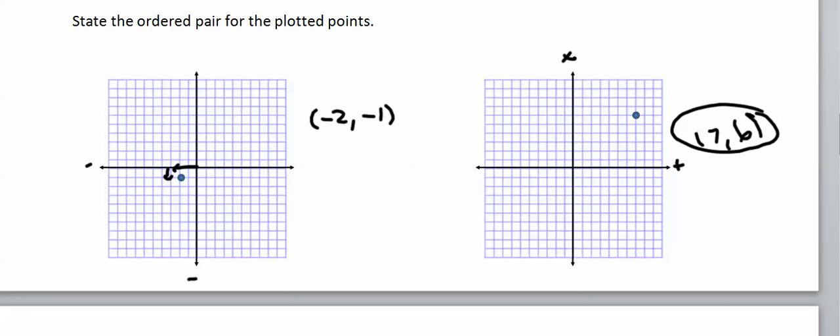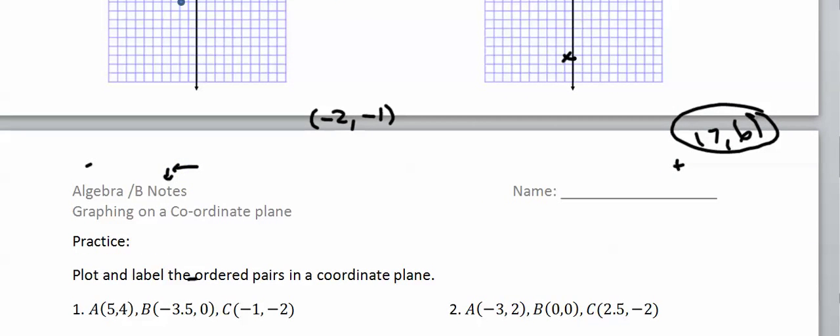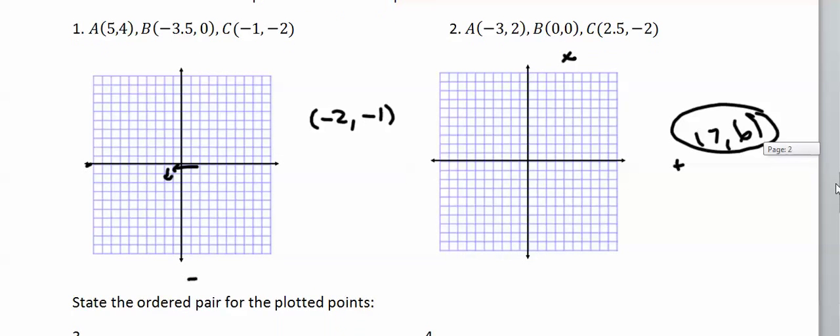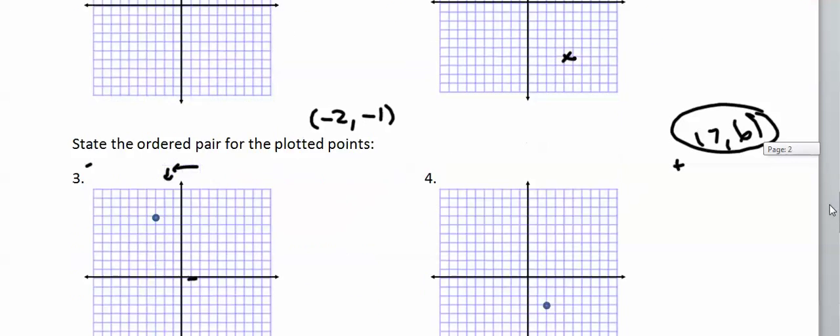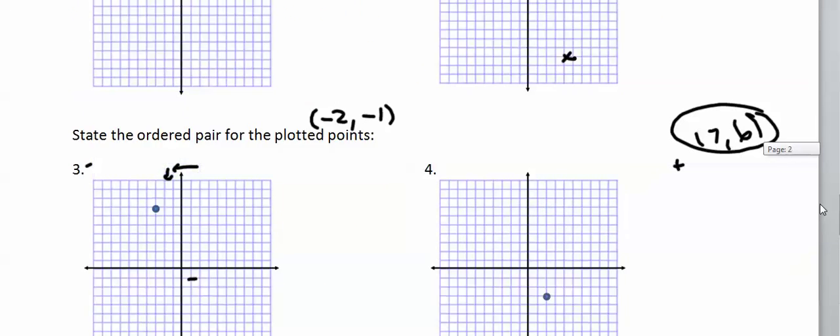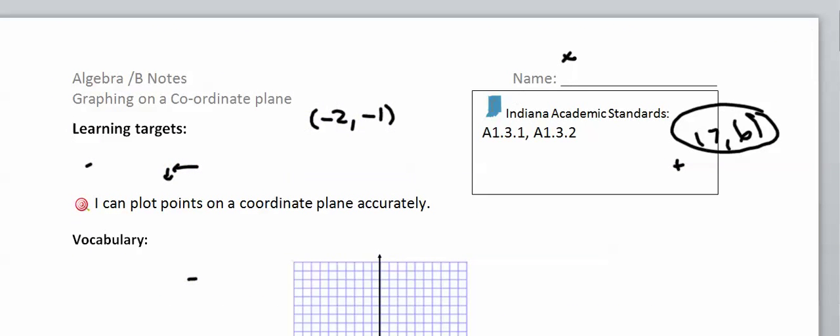Alright, so go ahead and try the practice here on the back. You're marking all 3 points for each graph, labeling them A, B, and C. And then down here, you're stating the ordered pair for the following 2. Be ready for class tomorrow.